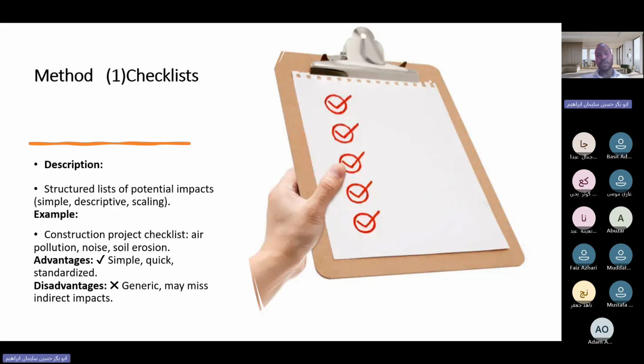This environmental impact identification method has advantages. It is simple and quick. Simple, because you can list the risks of that project and the advantages and disadvantages of that project. And also we can quickly standardize the criteria: is this suitable or not suitable?